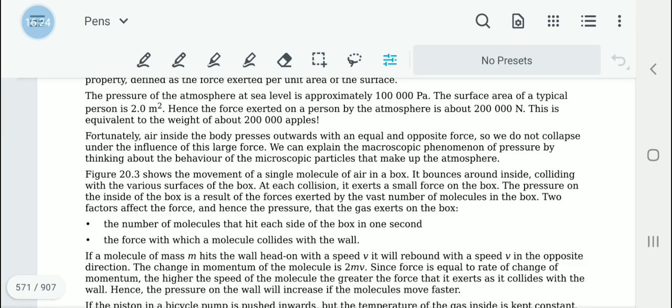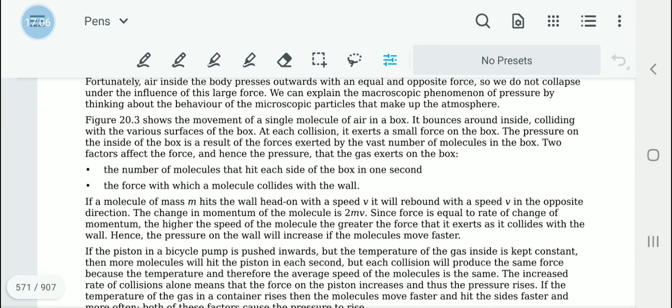If you take a single molecule of air contained in a box, it would bounce off the walls, colliding at different surfaces of the box. When there is a collision, it generates a force on the box. It exerts a small force on the box. So this force is acting on that area, and as a result, there is a force generated. The force acting on an area is pressure. So when there are large numbers of molecules colliding like that, a big pressure is generated, right?